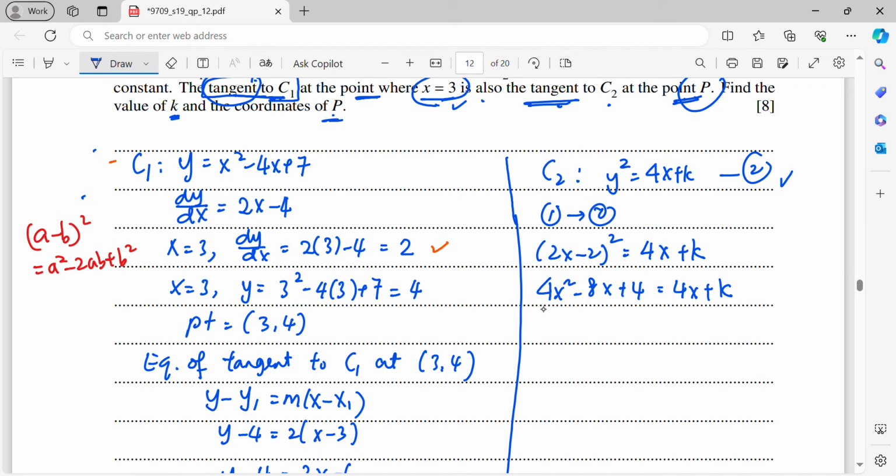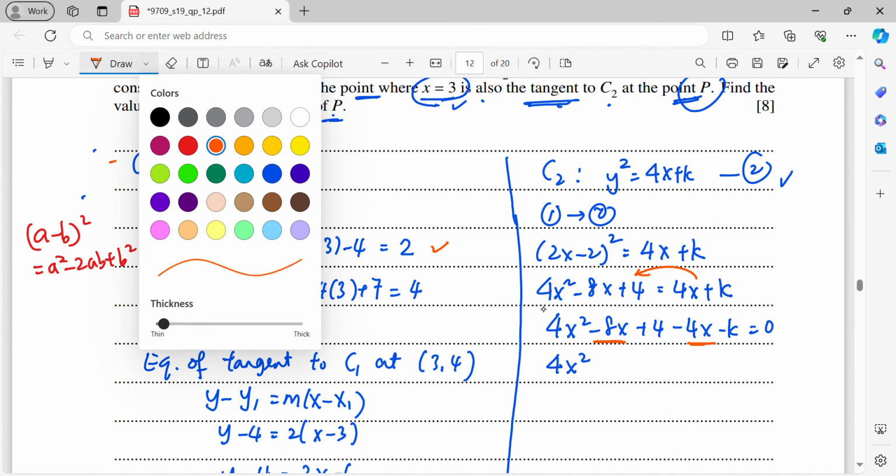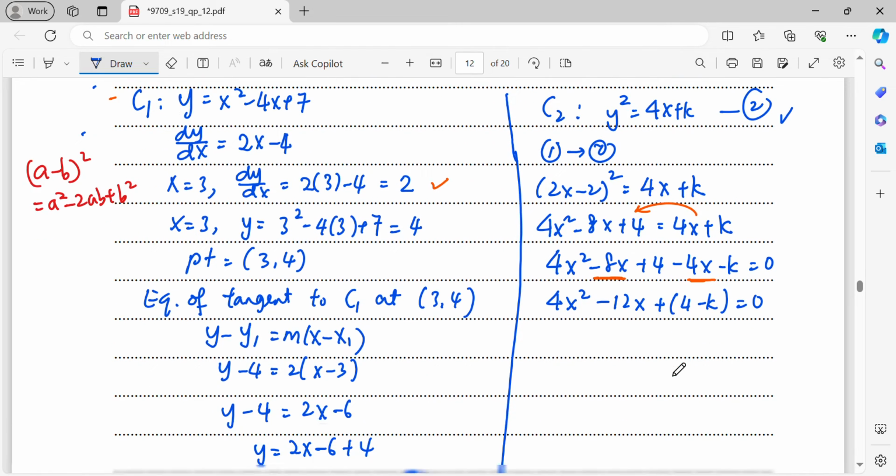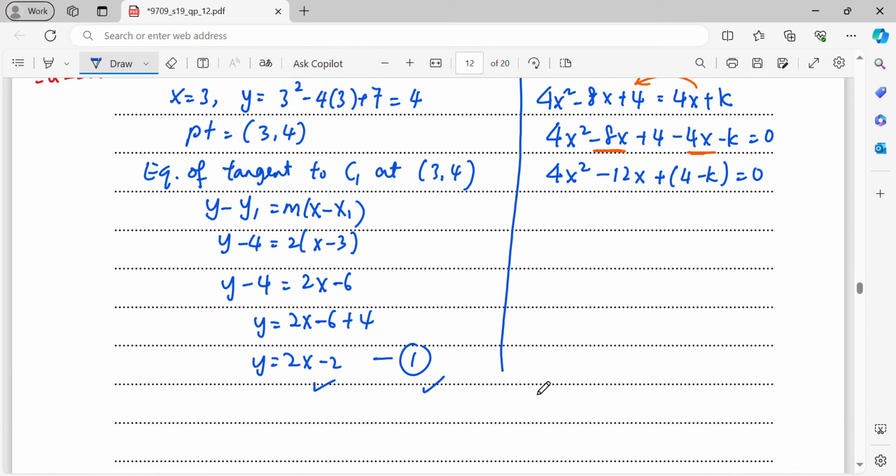So move all the terms to the left hand side to get a quadratic equation. That means now I will get 4x squared minus 8x plus 4 minus 4x minus k equals 0. Then you will get 4x squared, and when you simplify, minus 8x minus 4x is minus 12x. And then the 4 and minus k combine to be the constant.